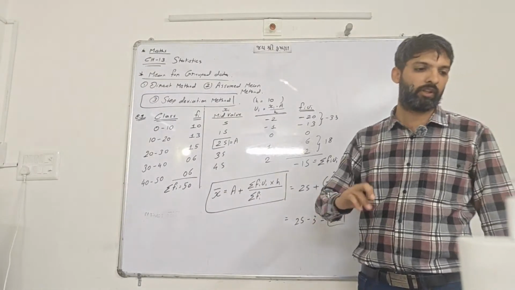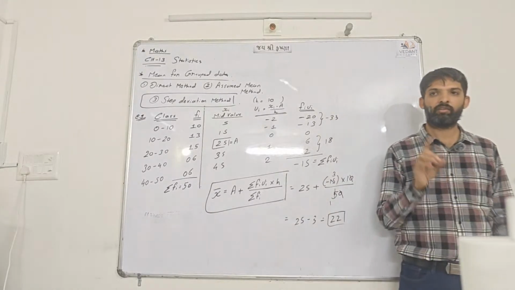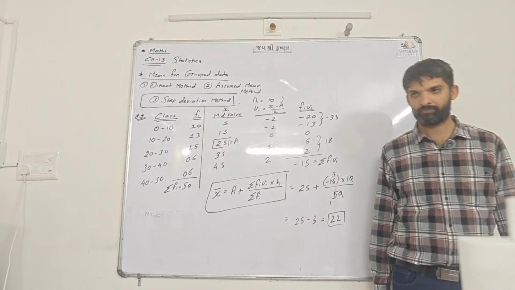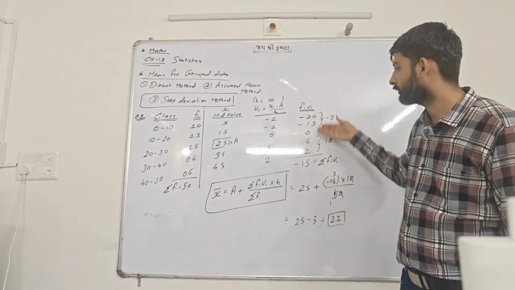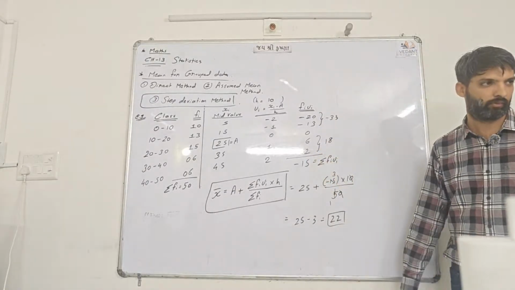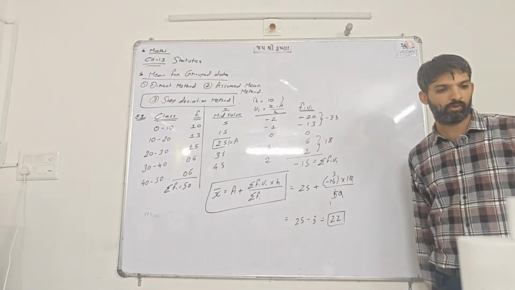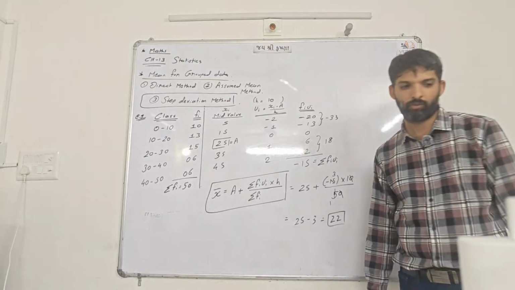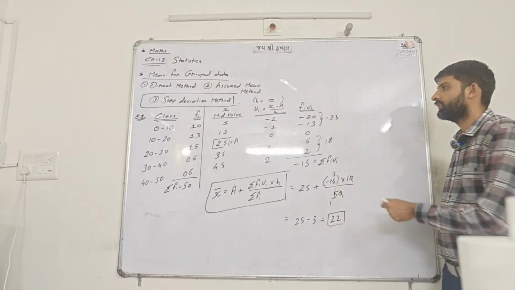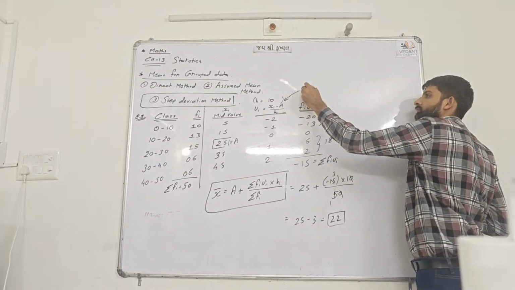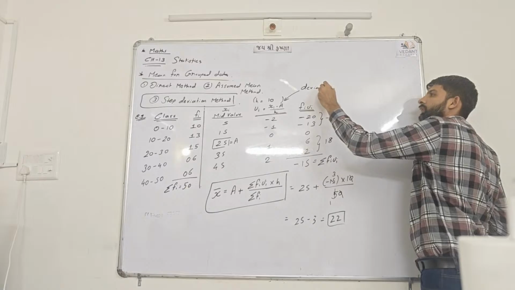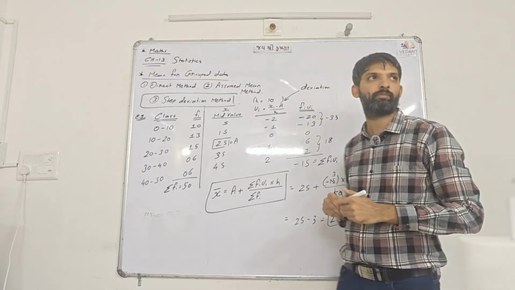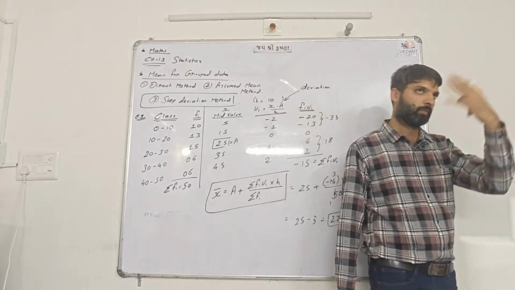So now think which method is the easiest: direct, assumed mean, or step deviation? Because here the calculation will always look like this. You will always get smaller calculations. ui is the deviation. Okay, it is again a deviation.